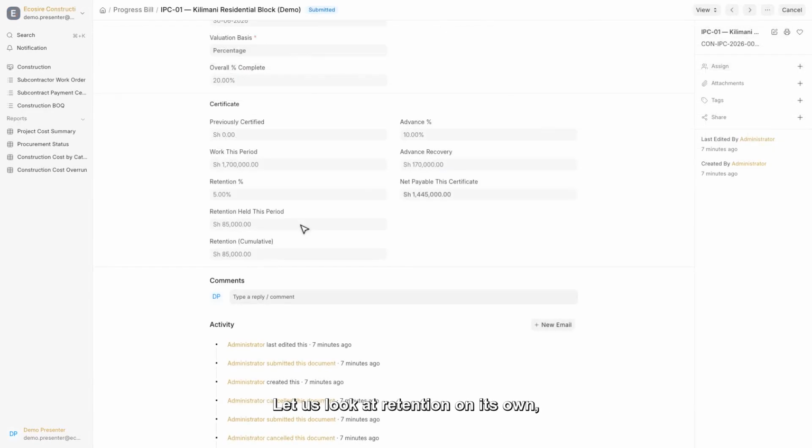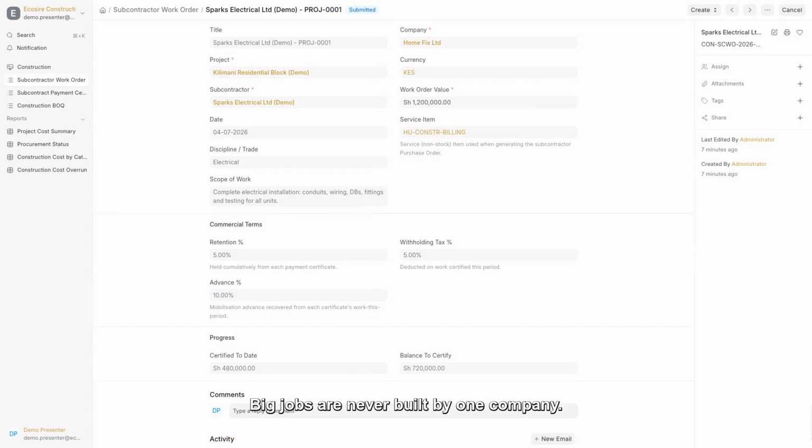Let us look at retention on its own, because it matters on every construction job. Retention is a small slice of each payment the client holds back as a quality guarantee. Look at last month's certificate. 85,000 shillings was held back here. This month held back another 42,500, so across the job the app has now accumulated 127,500 shillings of retention, tracked for you automatically. That money is released back to us later, once the building is finished, handed over, and the defects period has safely passed.